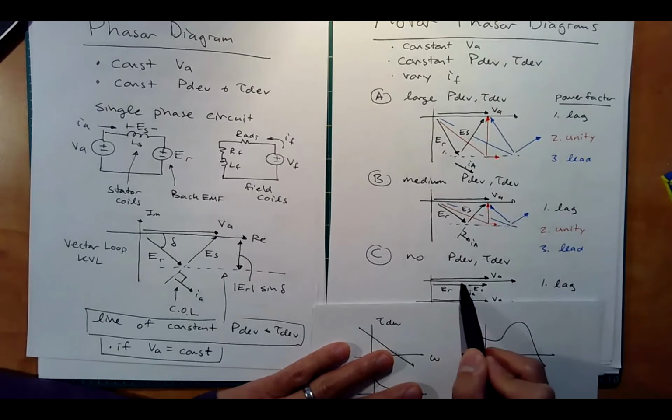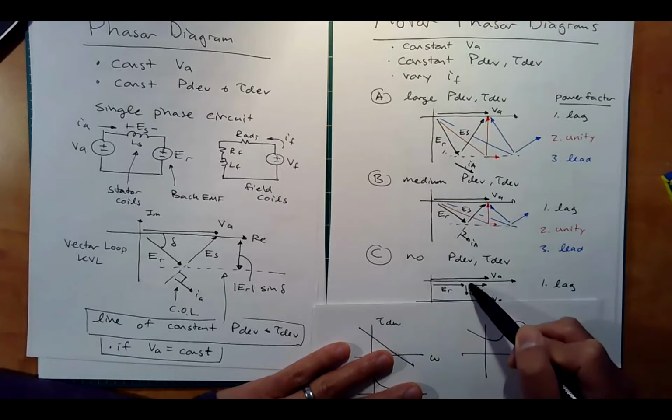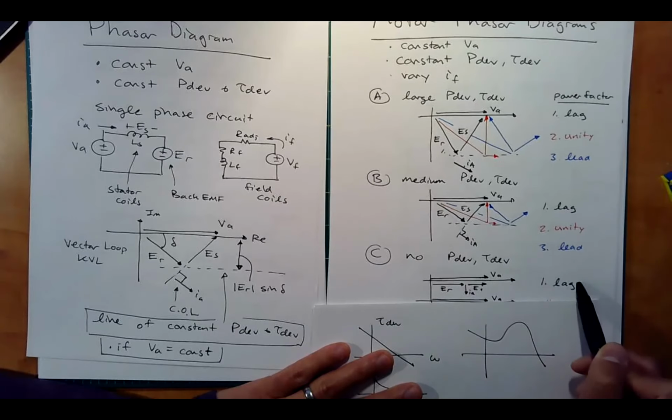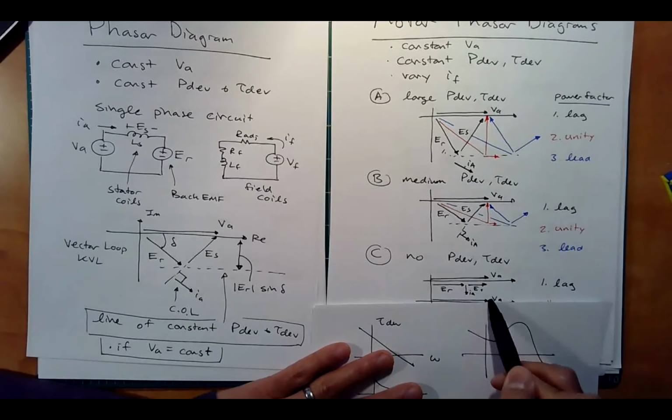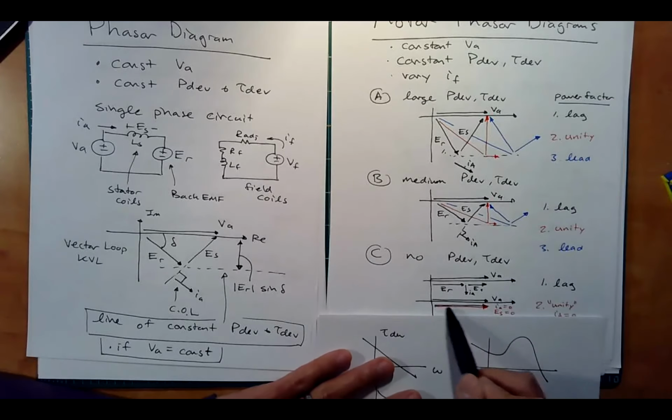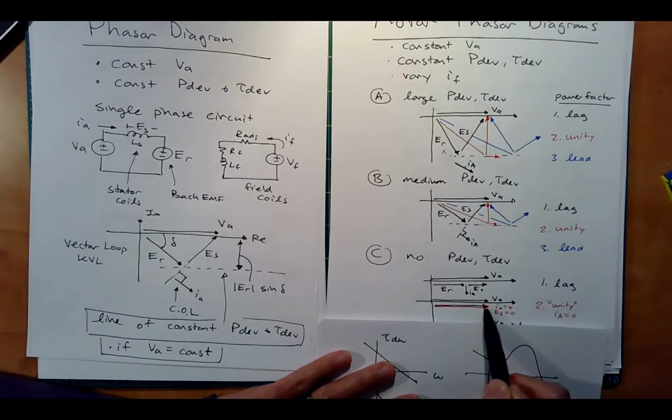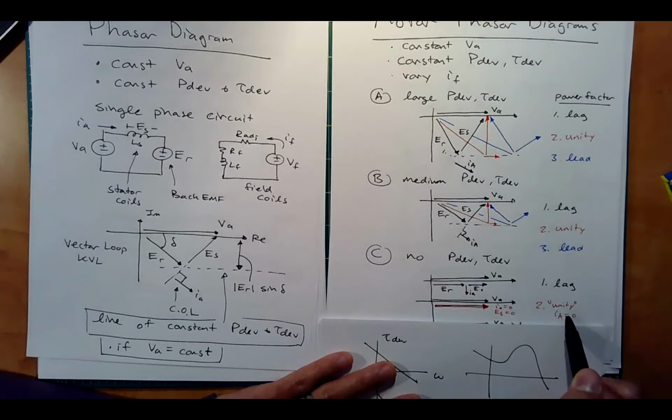And by KVL, we have ER, ES, VA, but notice IA is actually pointing down. We have a lagging situation. Now we could turn up IF, which turns up BR, which turns up ER, and make them perfectly the same length. But notice ES and IA are essentially 0 in this case. And I put quote unquote unity because technically if there was any value of IA, it would be pointing to the right, but IA is 0.